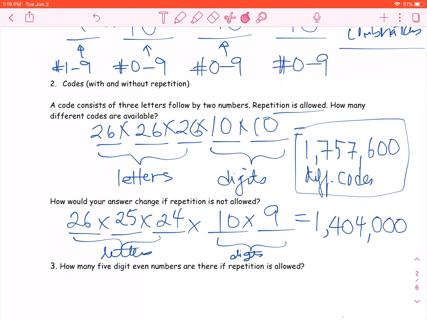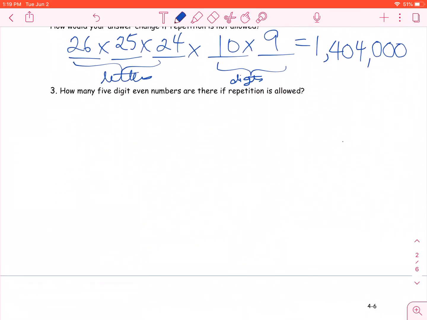Okay, so now we get into different conditions. For number 3, this one's an interesting setup. How many 5-digit even numbers are there if repetition is allowed? Again, we're setting up 5 different slots. Even numbers would be like 0, 2, 4, 6, 8. 10 is a 2-digit number. So 0, 2, 4, 6, and 8 would be our options.